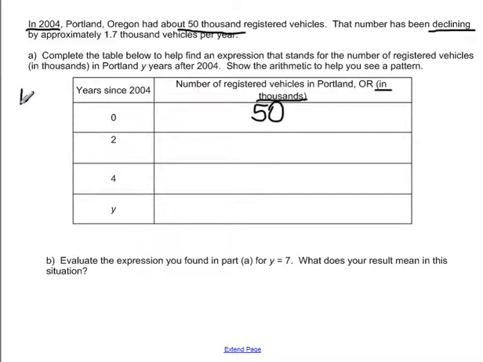So if I take 1.7 and multiply it by 2, that's going to give me 3.4. So my original 50,000 vehicles has declined by 3.4 thousand. And if I work that out, that's going to give me a new total of 46.6 thousand vehicles that would have been registered 2 years after 2004.